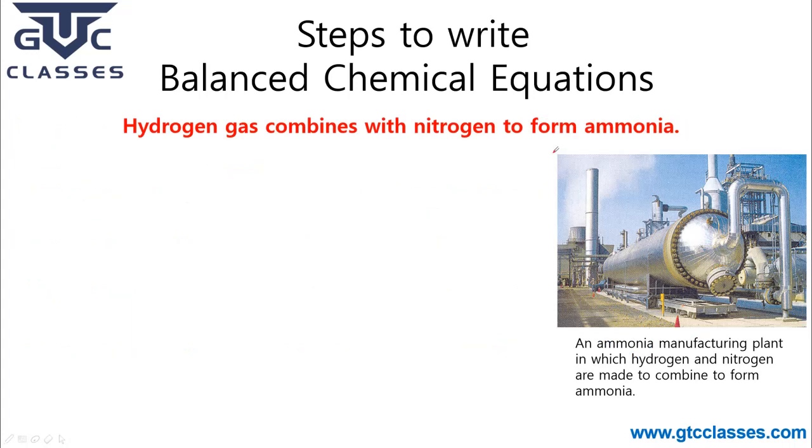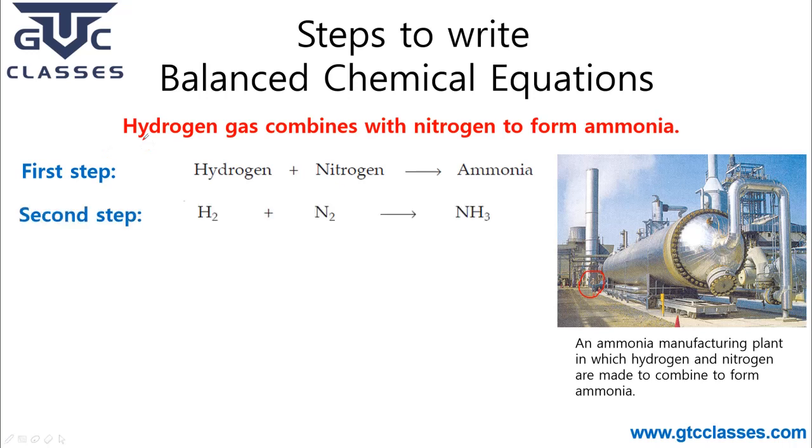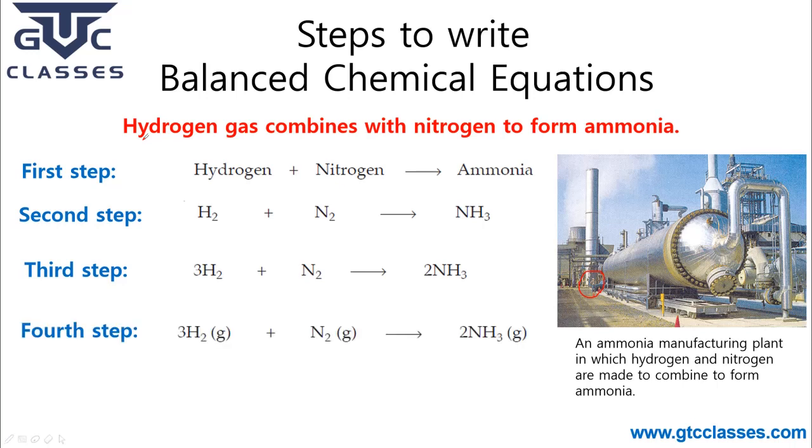Hydrogen gas combined with nitrogen to form ammonia. So this is the manufacturing plant where ammonia is produced. You can see here a human, so small in comparison to this, so big. It's a huge plant. Let's come back to this, how we will write this. First write in English, hydrogen plus nitrogen gives ammonia, and then write the formula. Then the third step is balance, and the fourth step is write the state, because all three are gases. That's it. Clear? You can also write here the temperature and pressure conditions, if you know that.